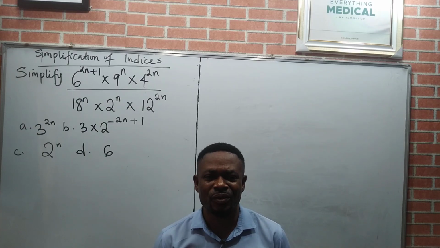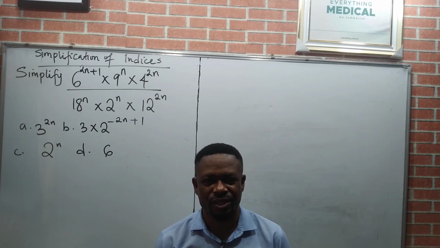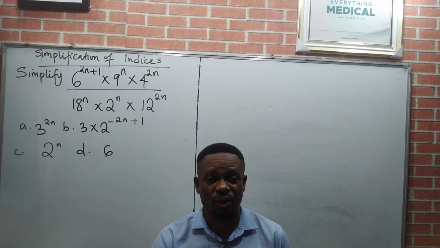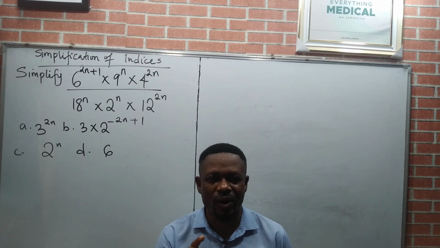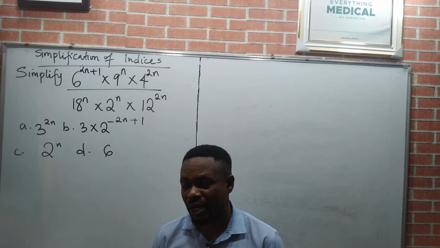In today's video, we shall be considering simplification of indices. And this is an objective question. What I want you to know is that I want to use two approaches or methods in solving this. The first one is what we call the shortcuts method, that is the tricks. Then the second one is the normal method of solving indices. Now can we observe this question?